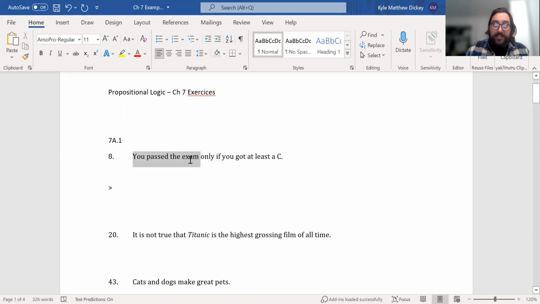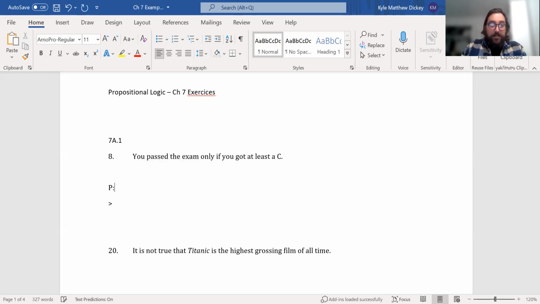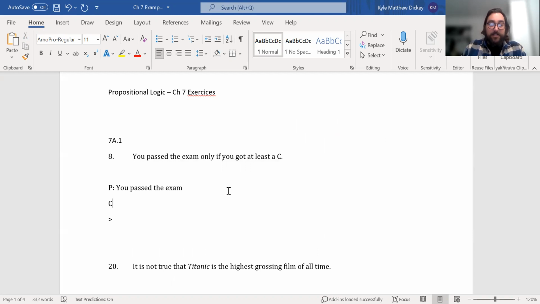Well, it looks like there are 2 sentences here, right? You passed the exam and you got at least a C. So now we can just take these. You passed the exam, we will symbolize as P, and you got at least a C, we can symbolize as C. And so now what are we going to do? How is this sentence going to be symbolized? Well, the only if is right there in the middle. So it's going to be P only if C. And that's how that one works.